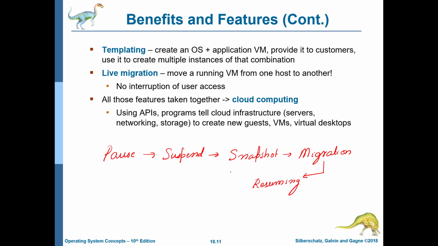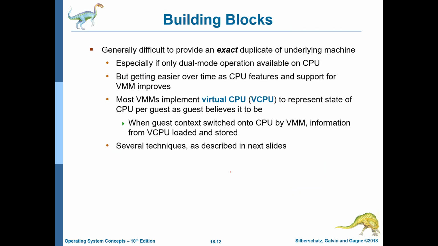Right. So all of this can be done. This is how we have been able to create a massive amount of cloud infrastructure with servers, networking, storage, and so on. And we have been able to create a massive infrastructure where managing guest operating systems, VMs, and so on is very easy. So, what are the building blocks? In general, it's hard to create an exact duplicate of the underlying machine, even though we can get close. So, we are getting better.